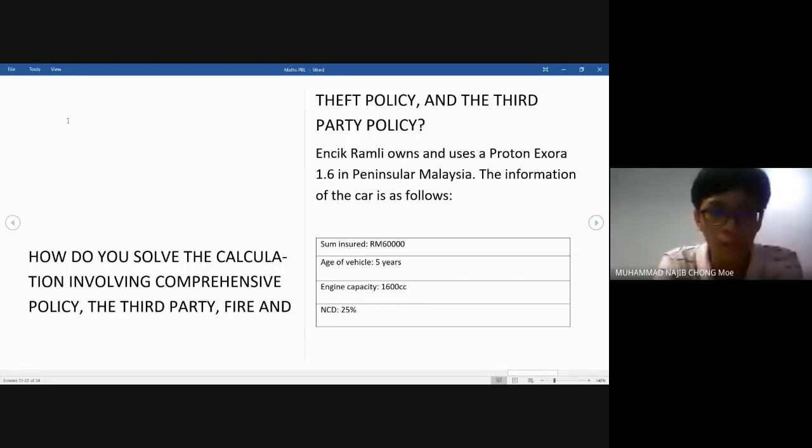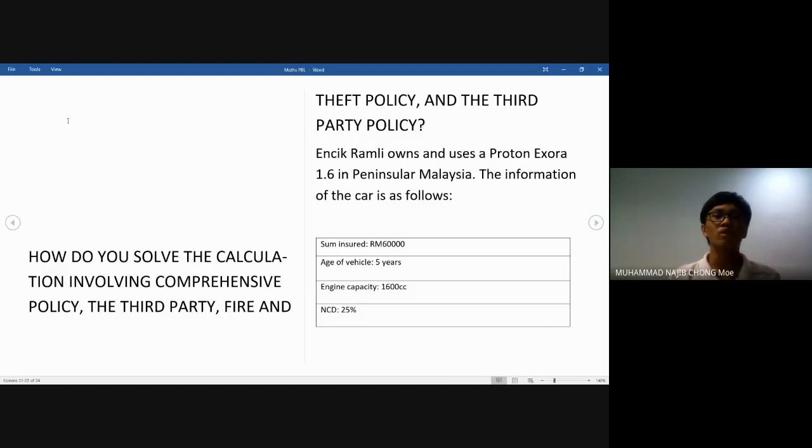Lastly, I'm going to explain how you solve the calculation involving the comprehensive policy, the third-party fire and theft policy, and the third-party policy. Here's an example. Encik Ramli owns and uses a Proton Exora 1.6 in Peninsular Malaysia. The information of the car is as follows. The sum insured is 60,000 ringgit. The age of vehicle is 5 years. The engine capacity is 1,600 cc, and the NCD is 25%.